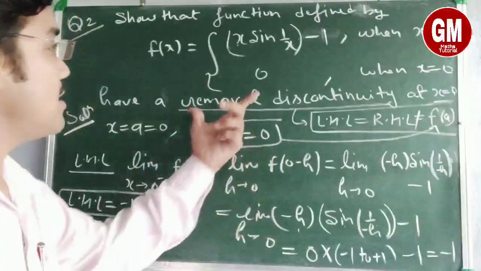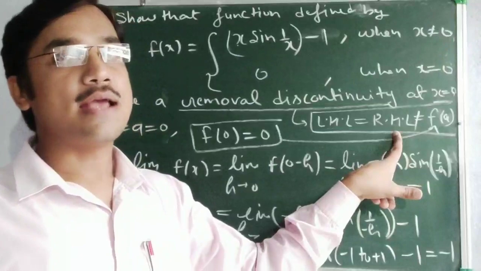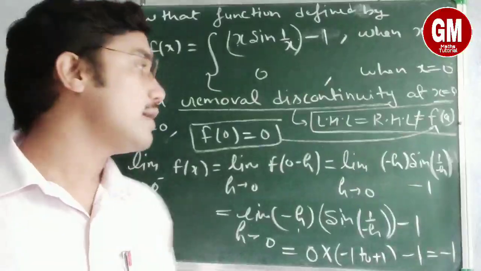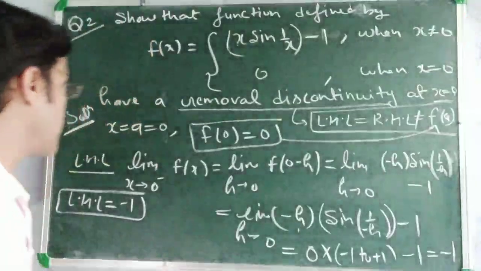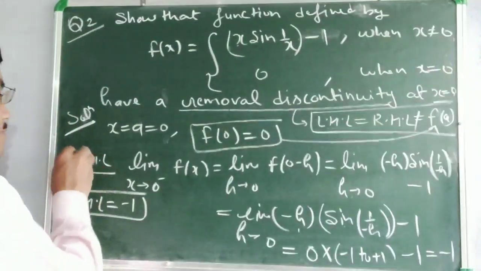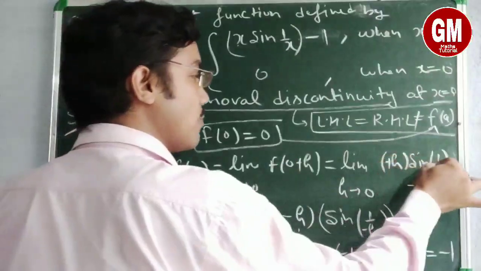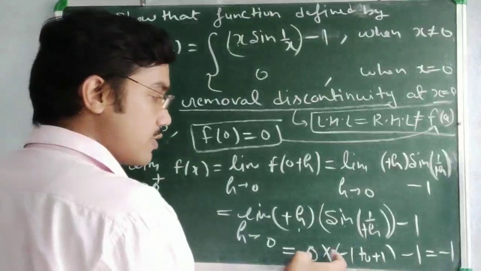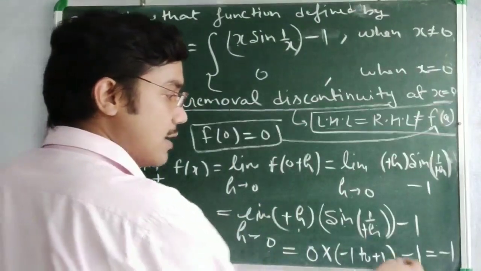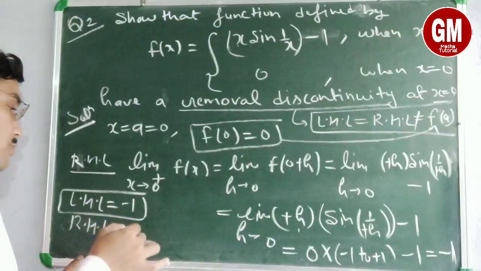But here it is given that it is a removable discontinuity we have to check, so we also have to find the right hand limit, and then we can say whether this condition will be satisfied, otherwise not. So let's check the right hand limit. The right hand limit will be, this is plus and also plus, and that is 0, and that is also given as minus 1, so the right hand limit is also equal to minus 1.